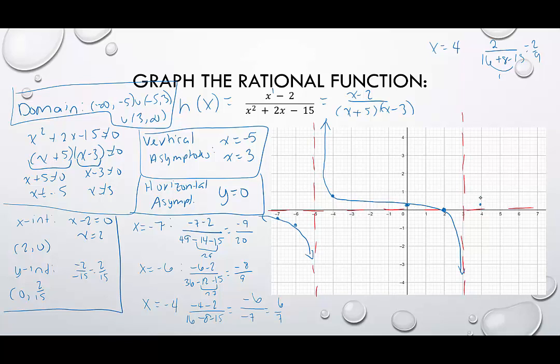Ooh, okay. And then what happens when I plug in 5? When I plug in 5, that's going to be 3 over 25 plus 10 minus 15. I think this is even smaller. This is going to be 3 over 20. Okay, so this one, nice smooth curve, really close. Woo! Kind of something like that. Again, this is just the general idea of what it looks like.